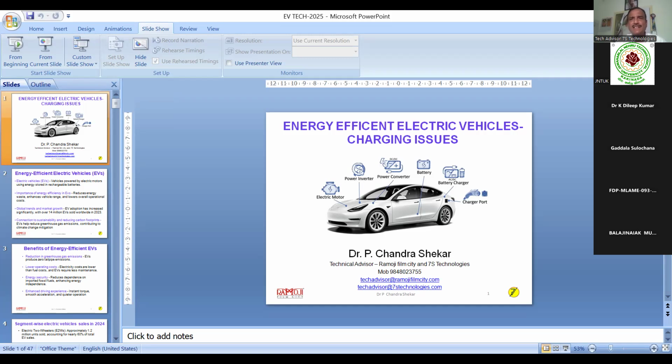Segment-wise sales in 2024. Electrical two-wheeler, we call it by a short name E2W, approximately 1.2 million units sold, accounting for nearly 60% of the total EV sales.